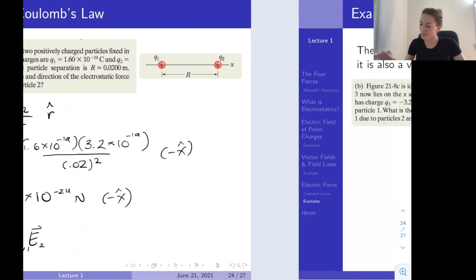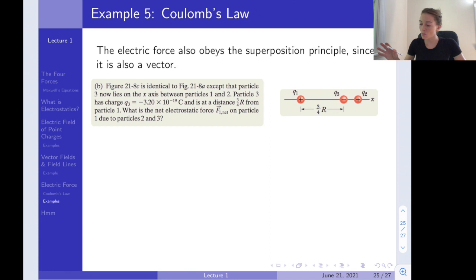So, all right, let's try a slightly more complicated example. Just like the electric field obeys the superposition principle, so does the electric force. So if we want to find the total force on a particle due to multiple charges, we just add up the individual forces. Now we have the exact same setup as we just had. We have charge 1 and charge 2, but now we add a third charge at a distance of 3/4 r down the x-axis. And this charge 3 is negative 3.2 times 10 to the negative 19.